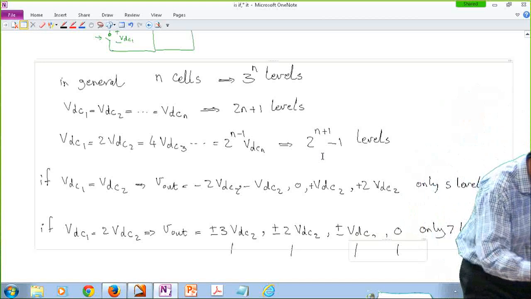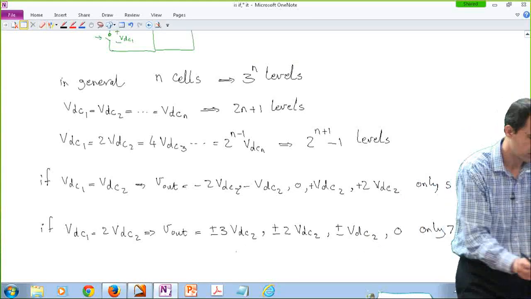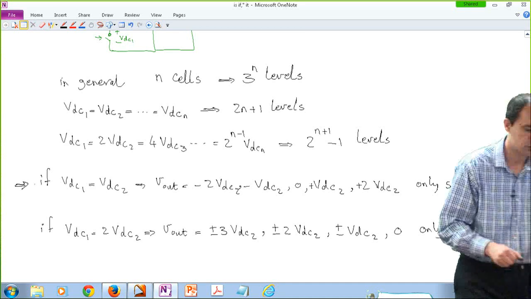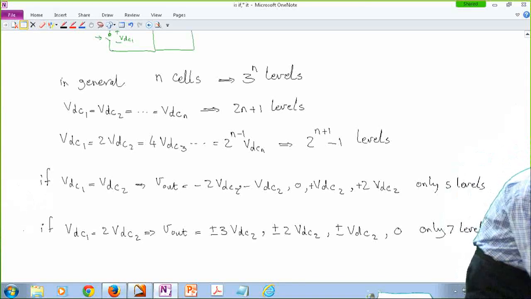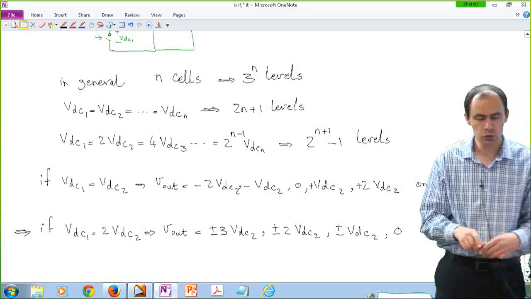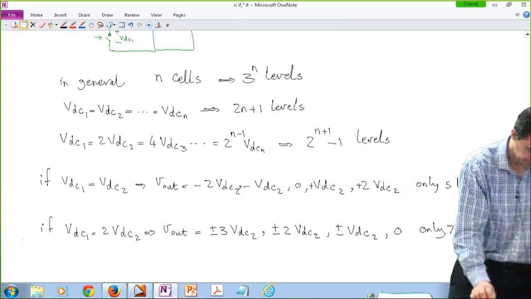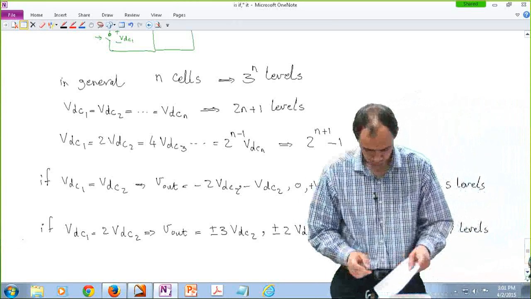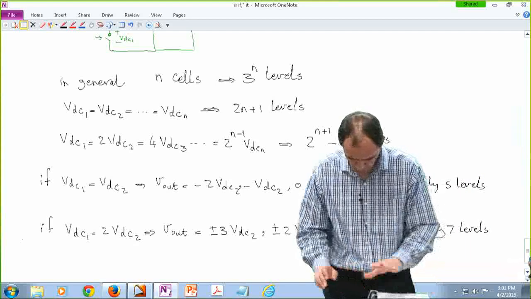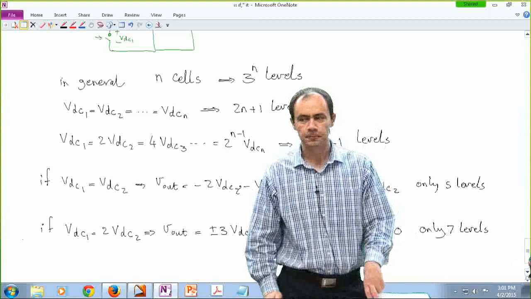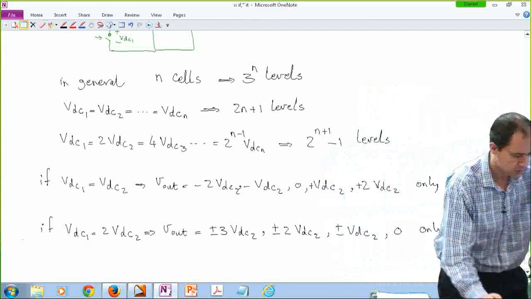You mean for this last case? All right, let me check the math. No, it's right. For here, N is equal to 2, so we have 2 times 2 plus 1, which is 5. For the last case, we have N equal to 2, which is 2 to the power of 2 plus 2, which is 8 minus 1, 7. Okay. All right, other questions? So this was our first category of multi-level power electronic converters.